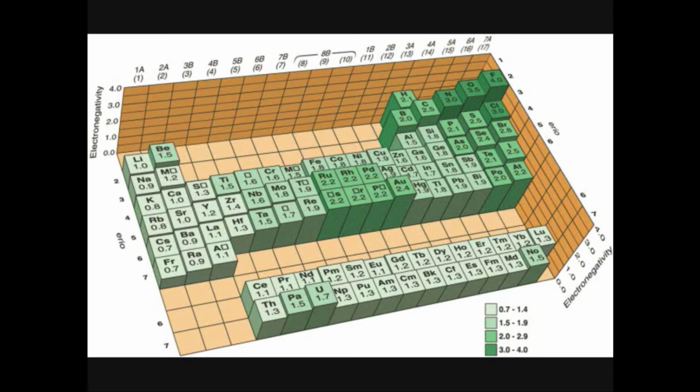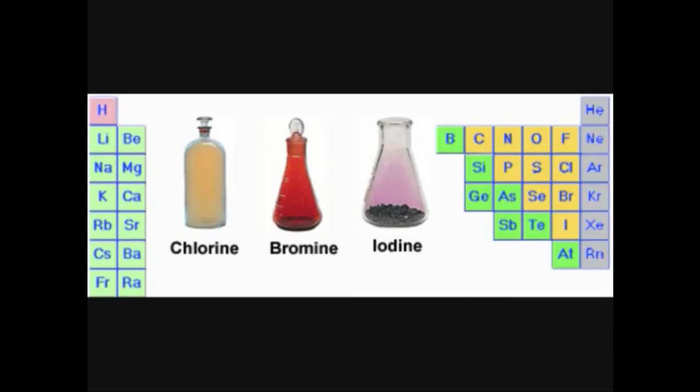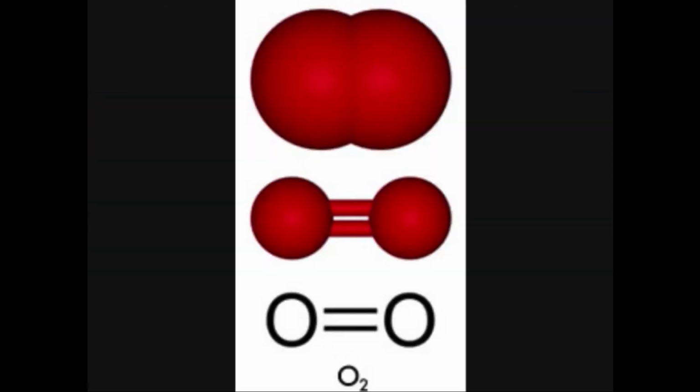Furthermore, unlike the halogens, which are also very good oxidizing agents, diatomic oxygen is stable enough to be found in pure form in our atmosphere. Furthermore, oxygen is very, very common.